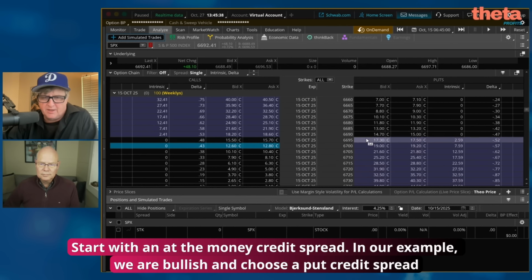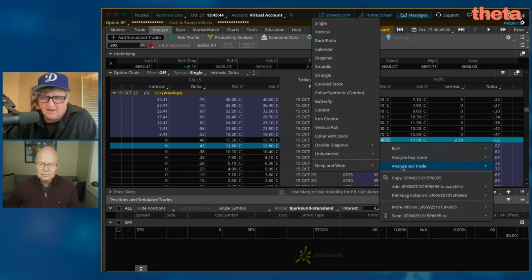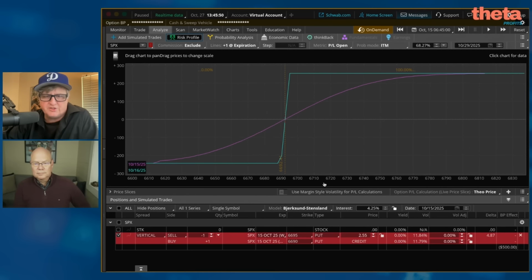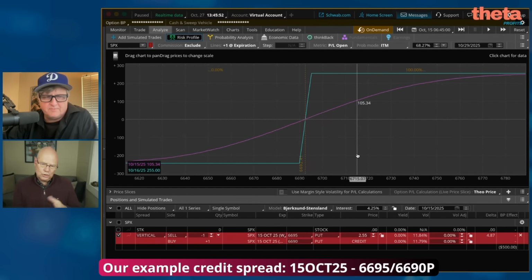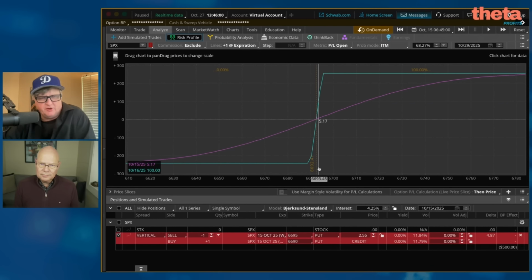This is the at the money, and because I'm bullish, I'm going to sell an at the money put credit spread. So I'll say analyze sell trade. I'll say vertical. You can see it populate down there. So here's the trade. This is a 5-point difference between the short and the long. Yeah. And that's not important. If you're a seasoned trader, you could do as wide as you want. I just stick with 5 because it works.